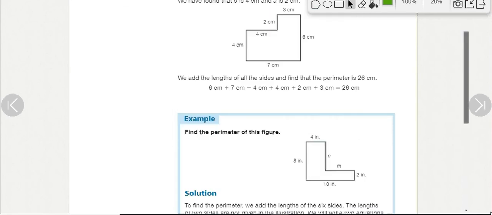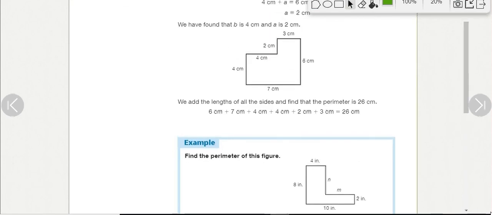So, example, find the perimeter of this figure. I'm not going to show you the answers yet. See how it's a complex figure? It's going around this corner here. That doesn't make it hard as long as we know 10 and 8. How can I use 10 and 8 to find these missing measures of M and N? M matches up with 4, and they should equal 10. Right? This plus this should be this. Think about that. Pause if you need to.